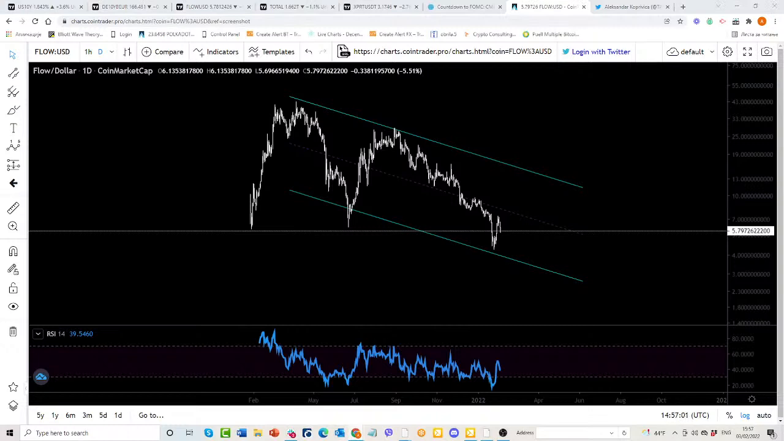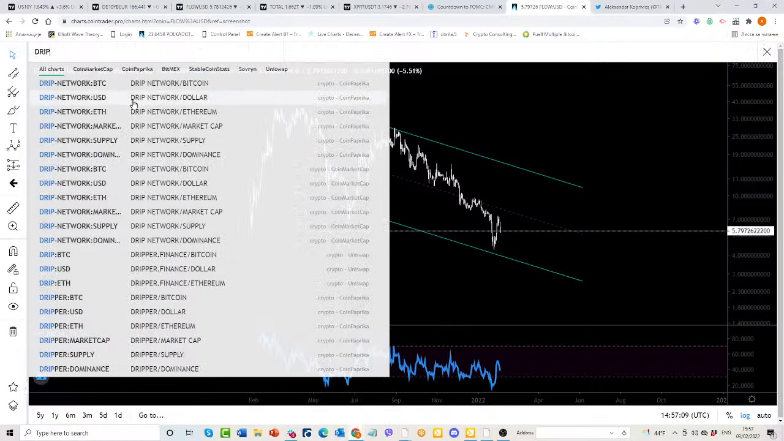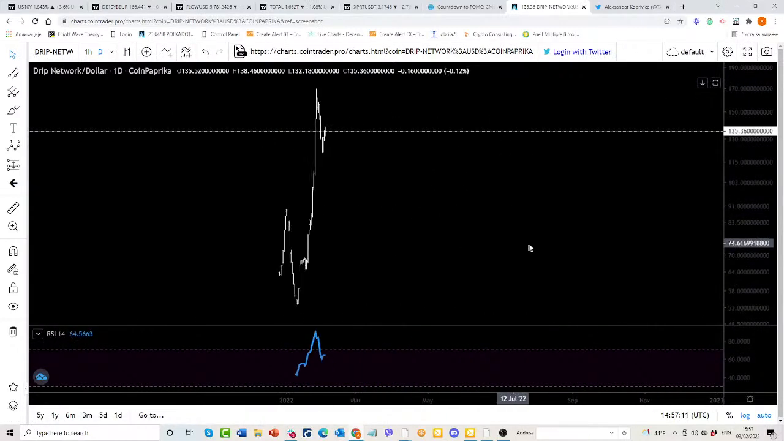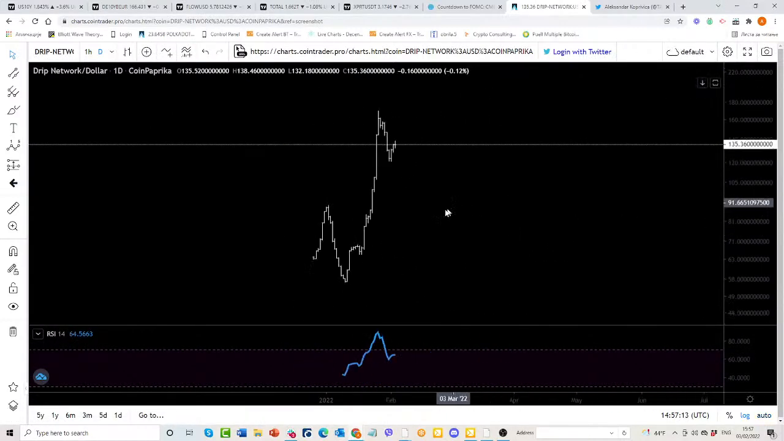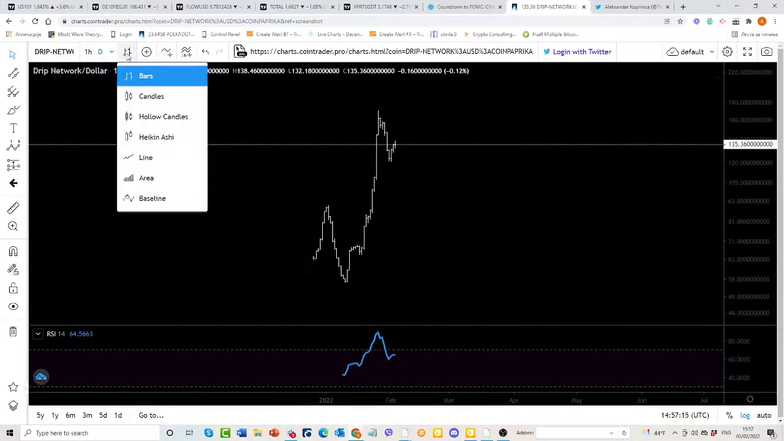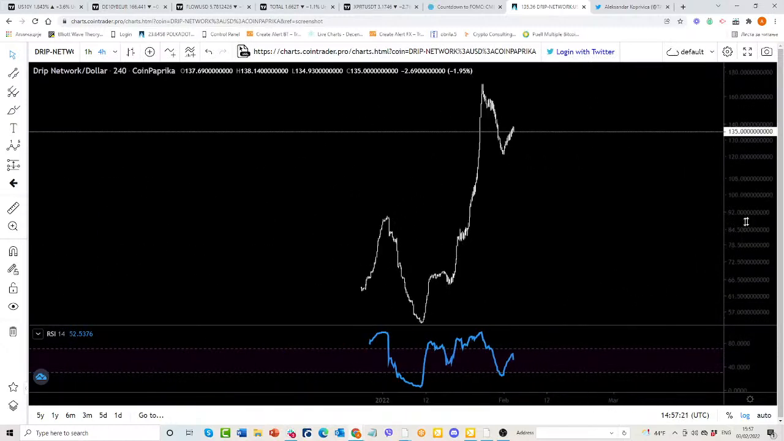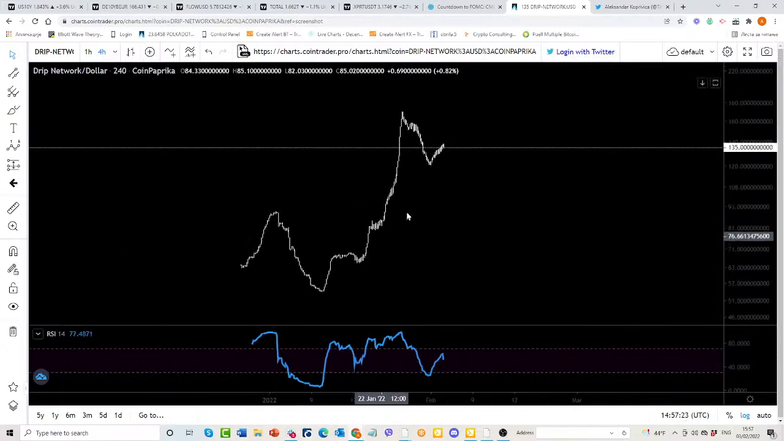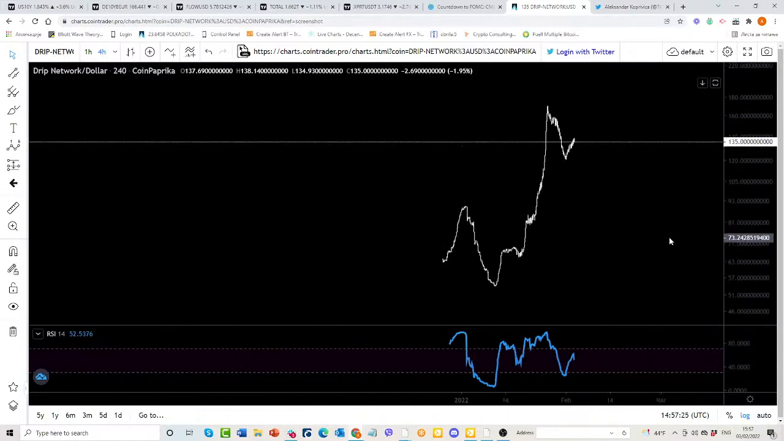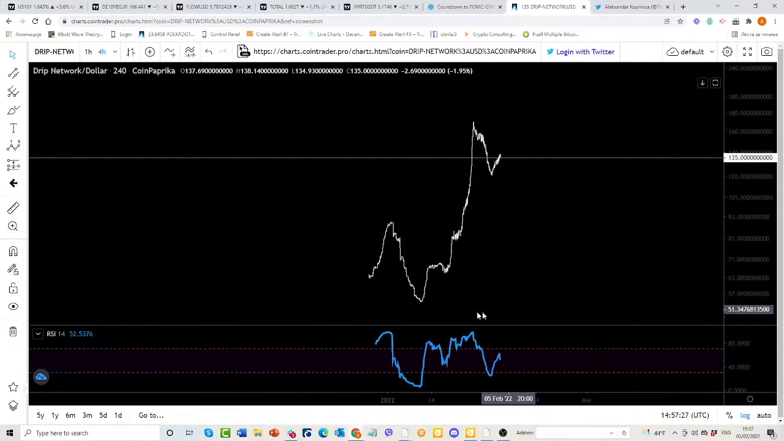Okay, we looked at Harmony, we looked at Drip. I don't think I ever looked at Drip. Drip Network, oh, pretty nice move on the upside. I don't know what's going on there, but let's go on a smaller time frame. Pretty low liquidity. You can see how things are working here. It's almost vertical on the upside.